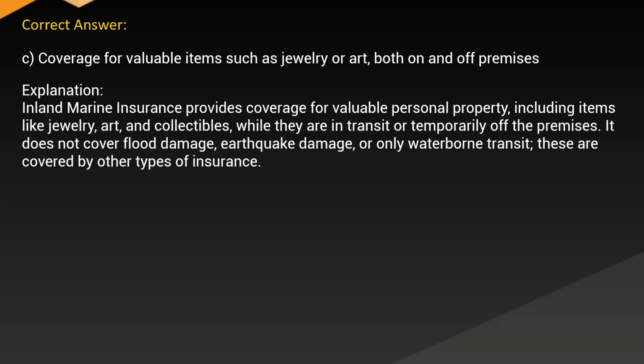Correct answer. C. Coverage for valuable items such as jewelry or art, both on and off premises. Explanation. Inland marine insurance provides coverage for valuable personal property, including items like jewelry, art, and collectibles, while they are in transit or temporarily off the premises. It does not cover flood damage, earthquake damage, or only waterborne transit. These are covered by other types of insurance.